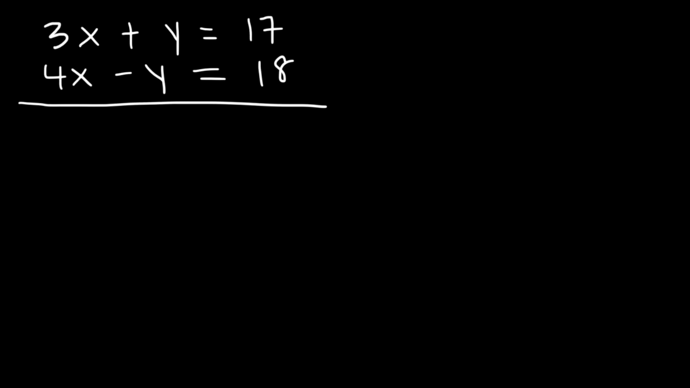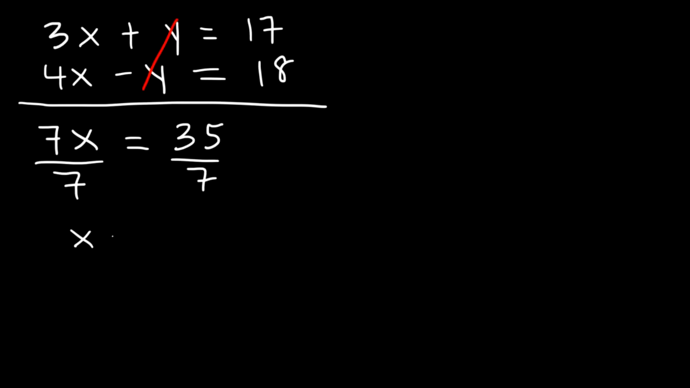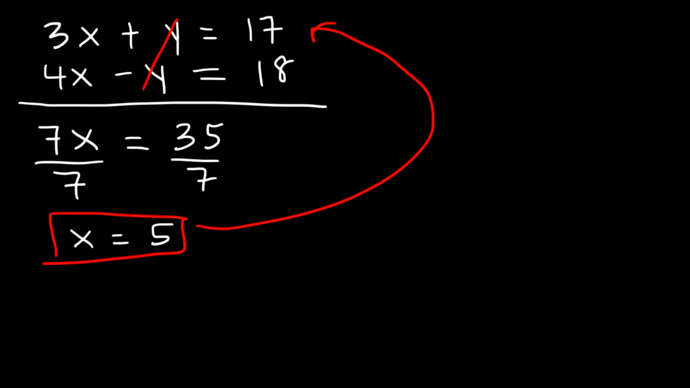If we add the two equations, y and negative y will cancel. 3x plus 4x is 7x. 17 plus 18 is 35. Now let's divide both sides by 7. 35 divided by 7 is 5. Now that we have the x value, let's plug it into the first equation to get the y value.